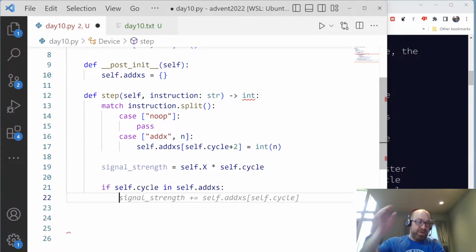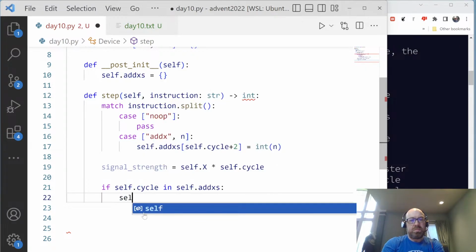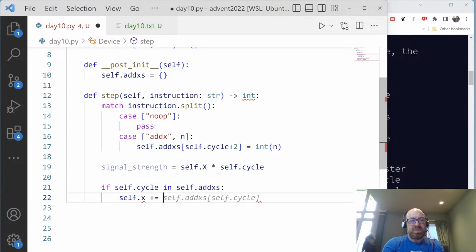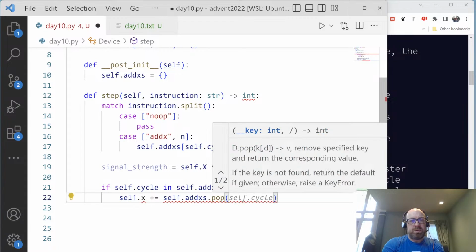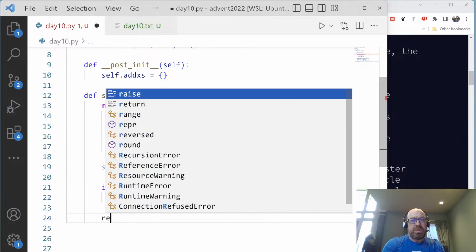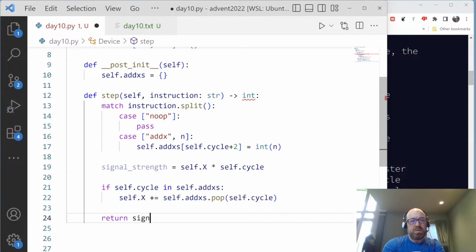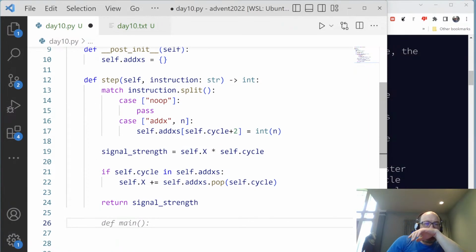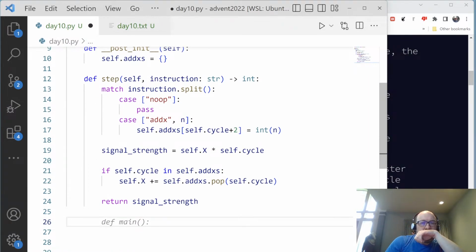If self.cycle and self.add_xs, self.x plus equals self.add_xs.pop. That way we get rid of it. And then return signal strength. So I think I understood that correctly.